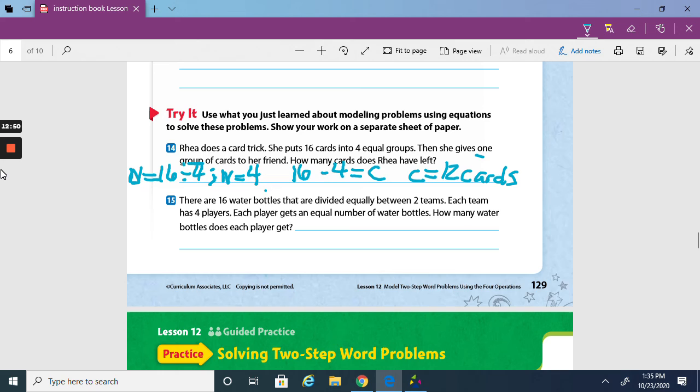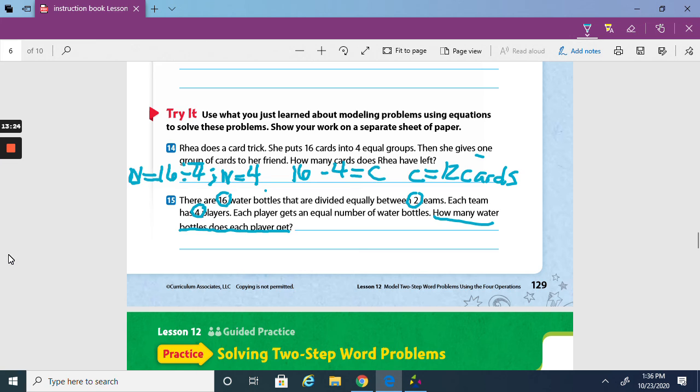If you will pause the video here, think about how I'm going to find out how many water bottles each player gets. Remember that I'm going to have 2 steps because I have 3 numbers, and create equations using letters to represent your unknowns. If you'll pause the video for just a minute and think about that or discuss it with someone there with you.